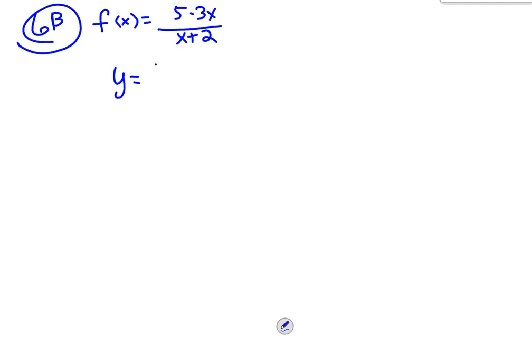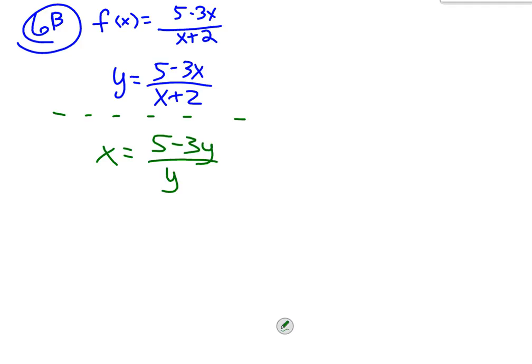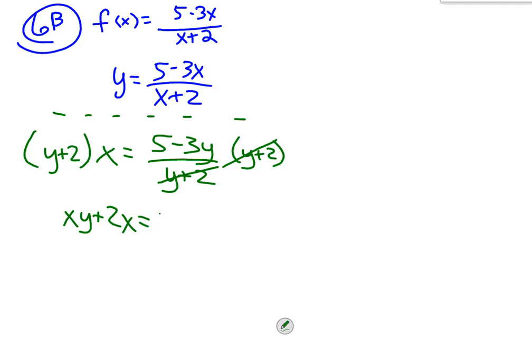So this one is y equals (5 minus 3x) over (x plus 2). To find the inverse for this one, we interchange y and x. So x equals (5 minus 3y) over (y plus 2). Do you agree that's going to be a little more involved? We're going to multiply by y plus 2 to get rid of the fraction. On this right side, they just cancel out. I'm going to distribute there, and I'm going to get xy plus 2x equals 5 minus 3y.